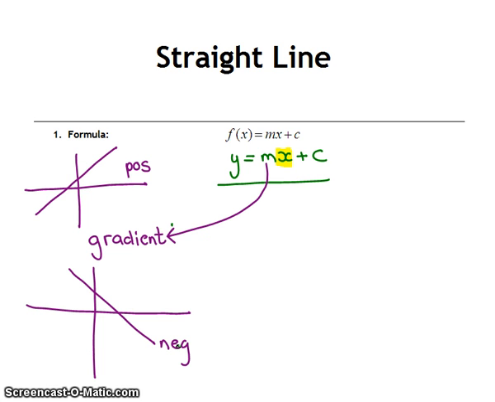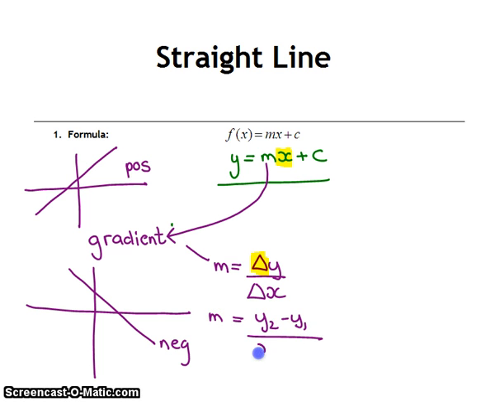We should also remember that there's a very easy way to find gradient. Gradient is the change in y divided by the change in x. That delta sign that I'm using, the triangle, is the Greek symbol for delta, but it means change in a particular coordinate. Now this formula is on your formula sheet, and it's written as gradient is equal to y2 minus y1 over x2 minus x1. So it's always very easy to calculate from a graph.